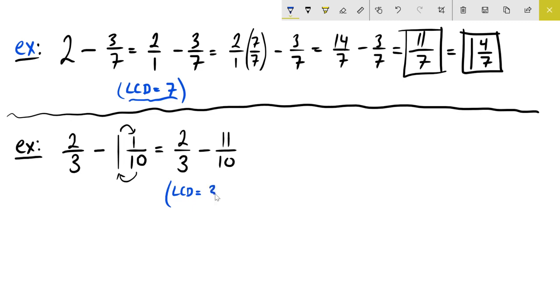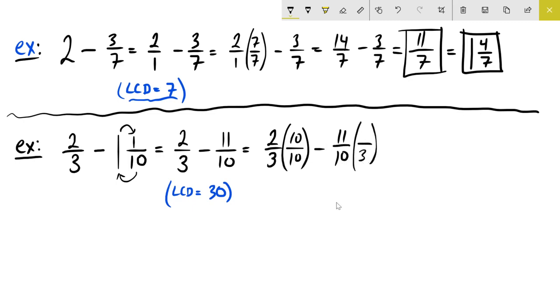So we're going to bring these both up to 30. What does 2/3 need to bring it up to 30? It needs a 10, so we're going to give it a 10 over 10. And then what does 11/10 need to bring it up to 30? It needs a 3 to bring that 10 up to 30, so this one needs a 3 over 3. So far, so good? Okay.